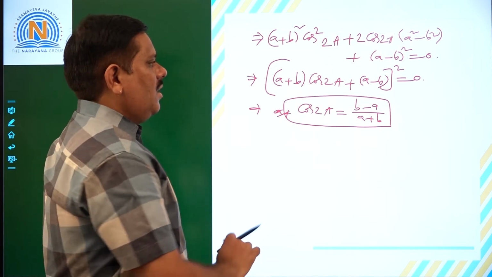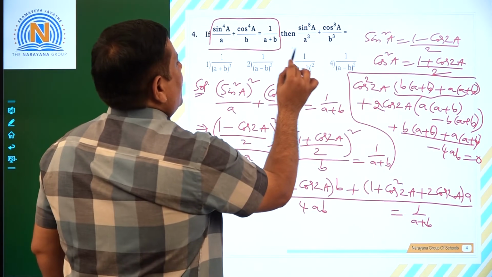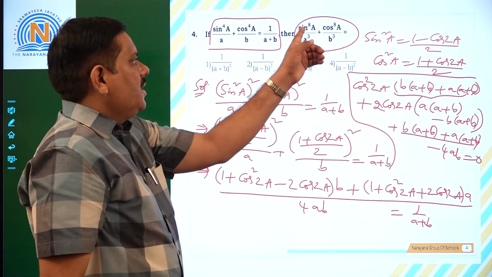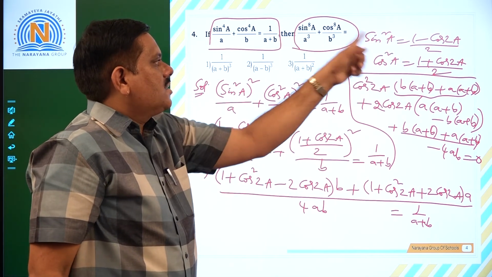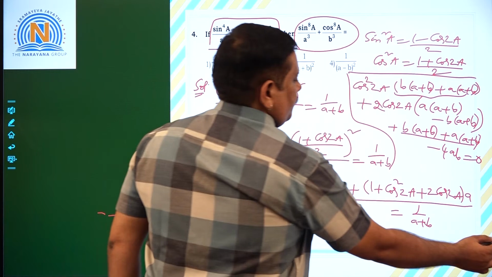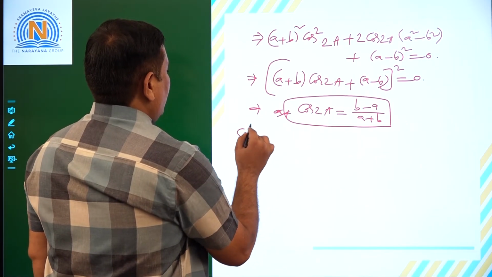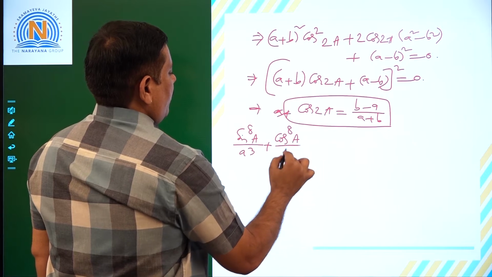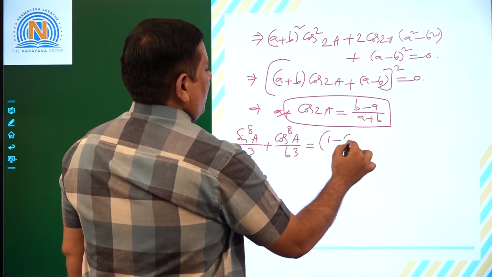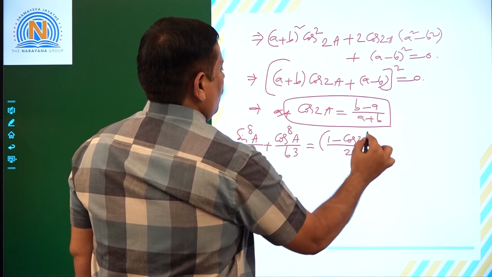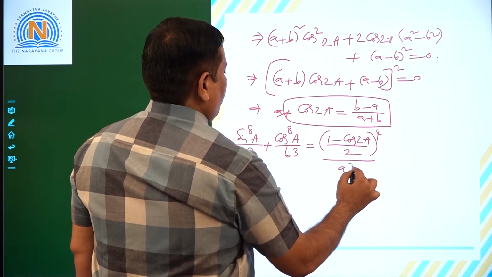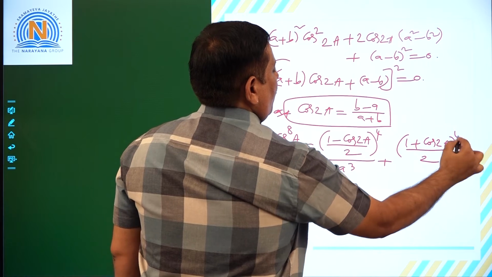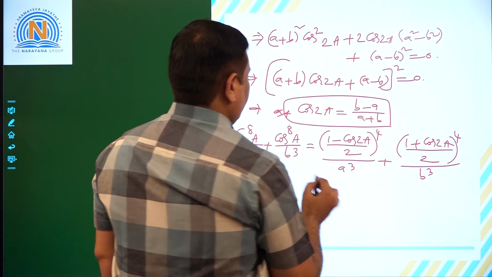Now what I have to find out? I have to find out this particular value, sin power 8a by a cube plus cos power 8a by b cube. Of course here also for sin square a we use this result, cos square a we use this result. Let us use that. Now we have sin power 8a by a cube plus cos power 8a by b cube. That is nothing but 1 minus cos 2a by 2 whole power 4 by a cube plus 1 plus cos 2a by 2 whole power 4 by b cube. That is what we have.